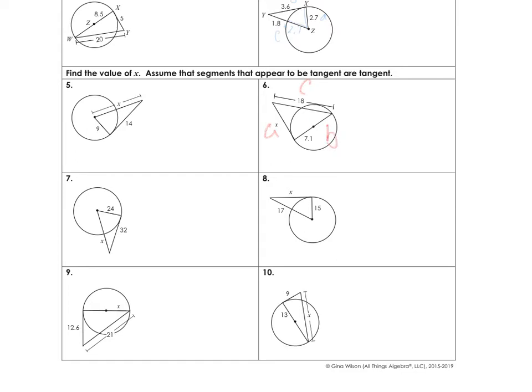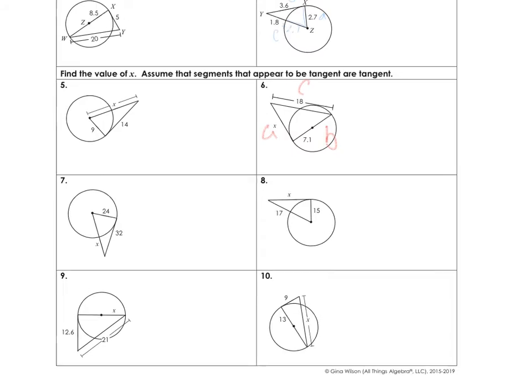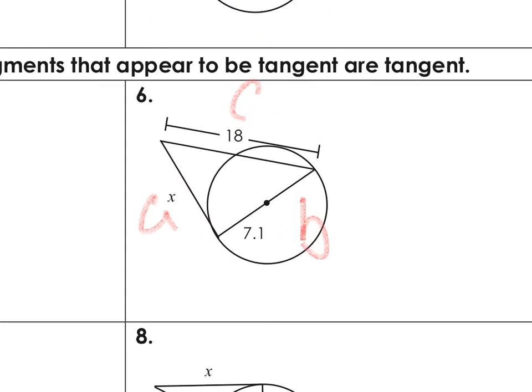One thing I want to caution you on in number 6. This part is 7.1 right here, which means this part is also 7.1. Let me write that in black. 7.1. So you have to add those two together to get B, which would give you 14.2.